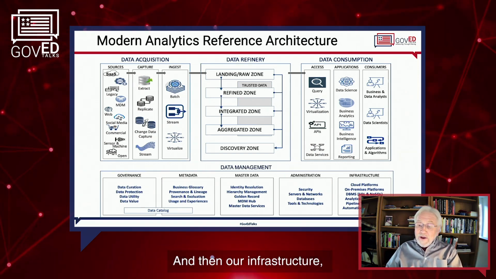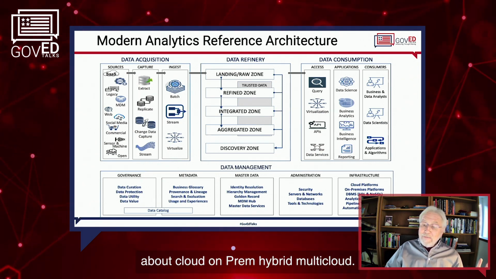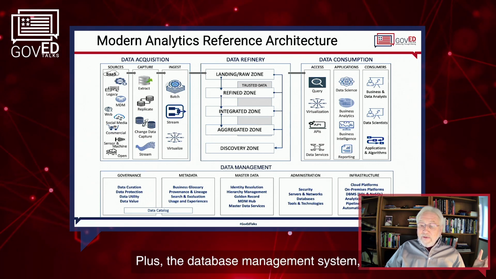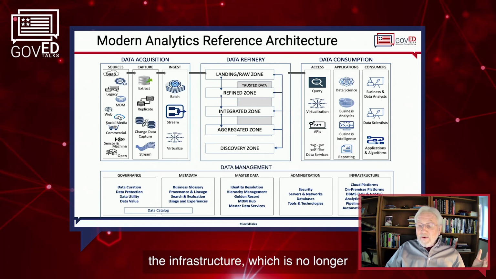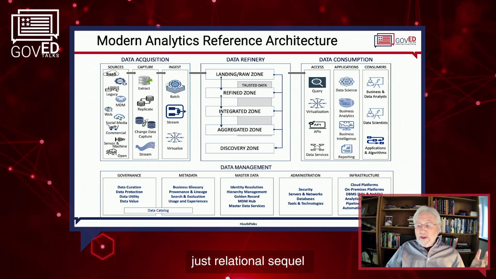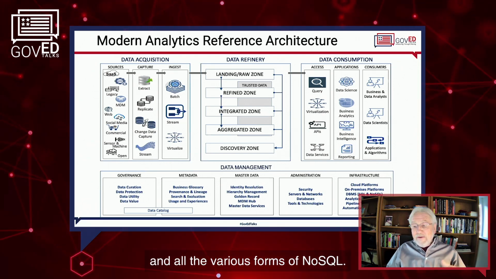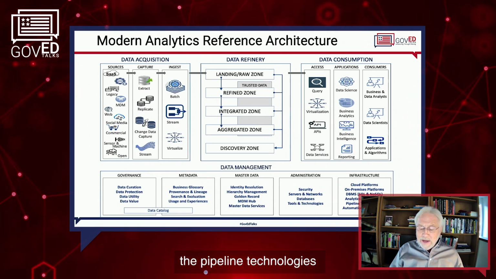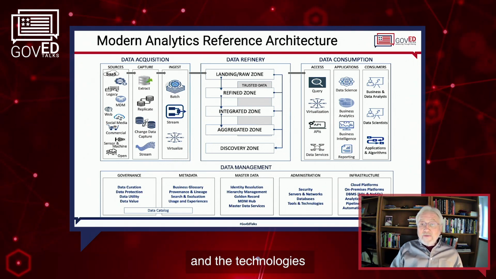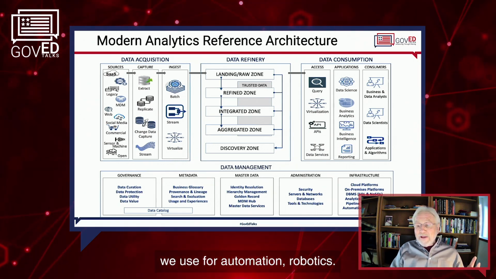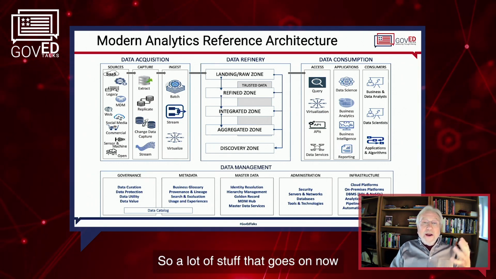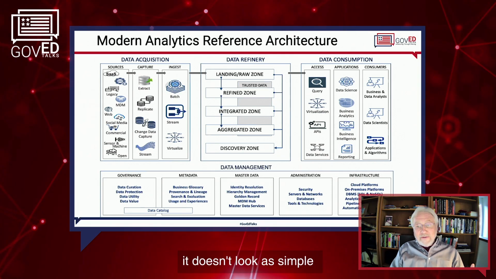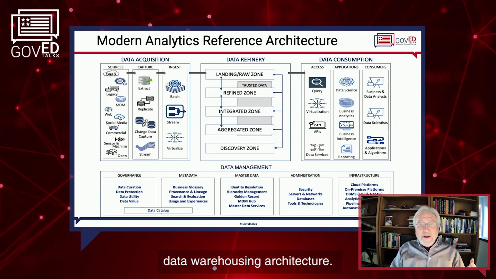And then our infrastructure, everything I mentioned about cloud, on-prem, hybrid, multi-cloud, plus the database management systems infrastructure, which is no longer just relational SQL databases. It's SQL in all the various forms of NoSQL, the analytics technologies, the pipeline technologies, and the technologies we use for automation and robotics. So a lot of stuff that goes on now in a modern analytics architecture. It doesn't look as simple as our old generation data warehousing architecture.